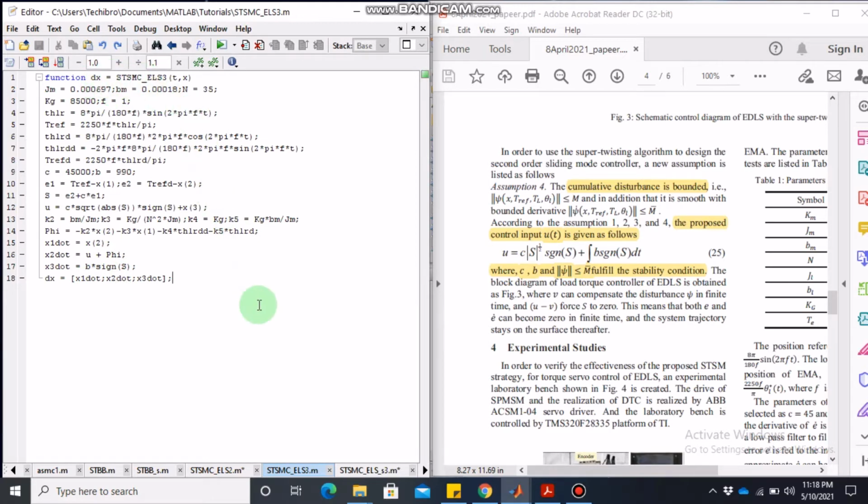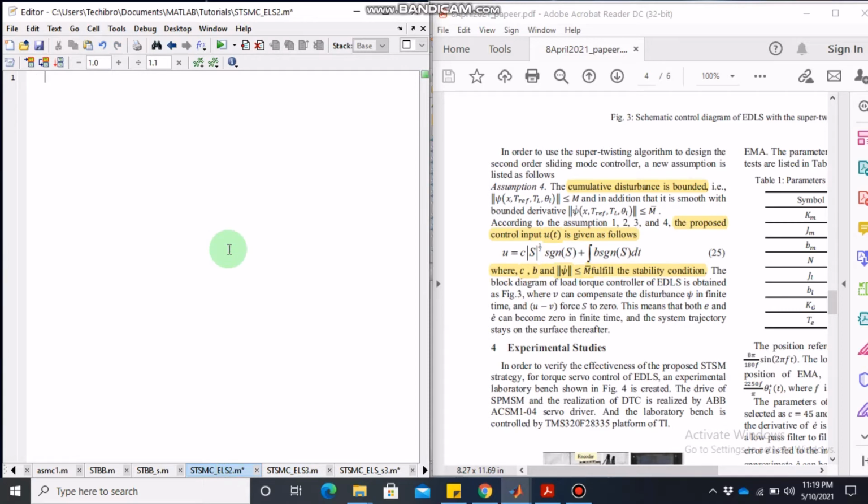And finally, similarly, we can also write down the same. So this completes our code, and now we need to run this code and see what the plots look like. But before I go there, I just want to show you how to implement the PID control.